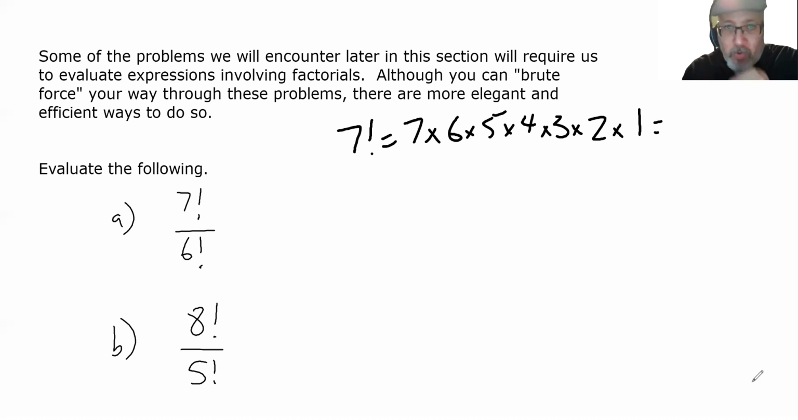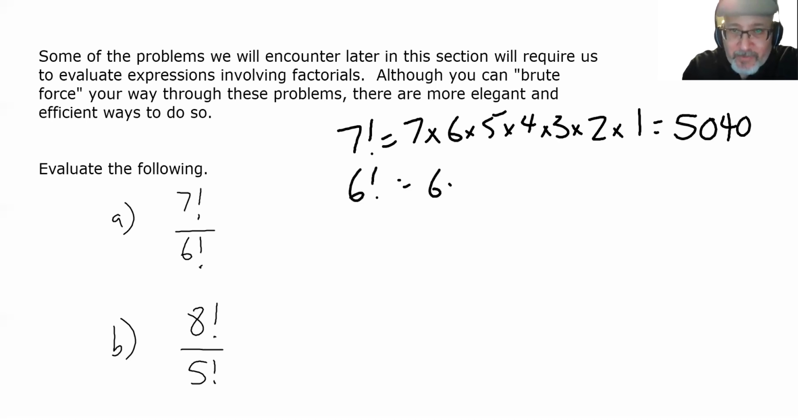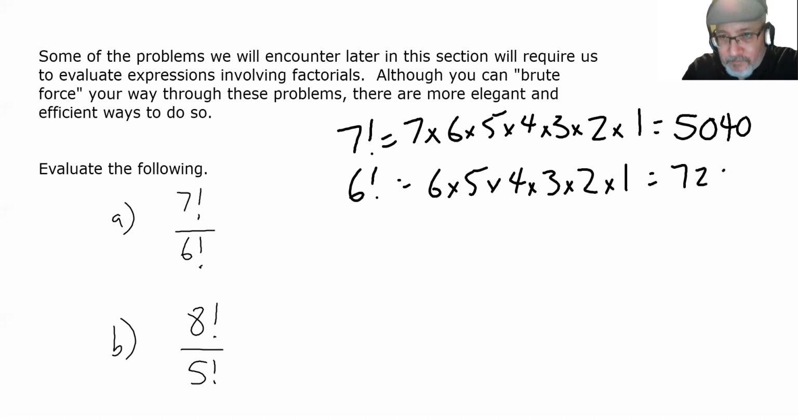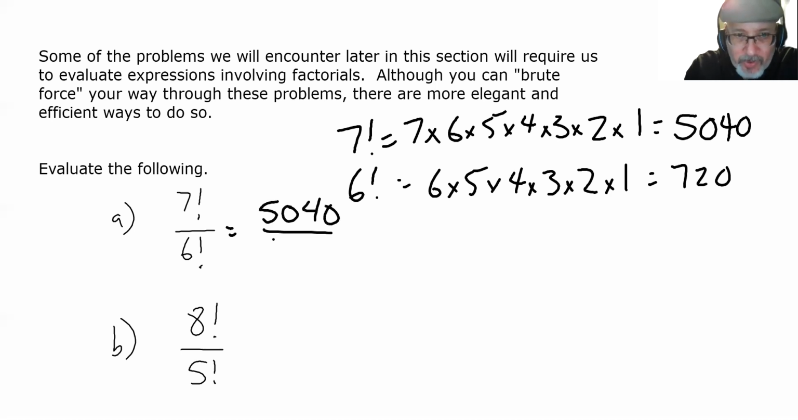For example, this one is, I used to know this. This is embarrassing. I'm going to look at it and kick myself. 5,040. Good grief. I knew that once upon a time. And then 6 factorial, you would just do 6 times 5 times 4 times 3 times 2 times 1. That one is 720. And so you could set up 5,040 divided by 720. And then at the end, you would get just 7.